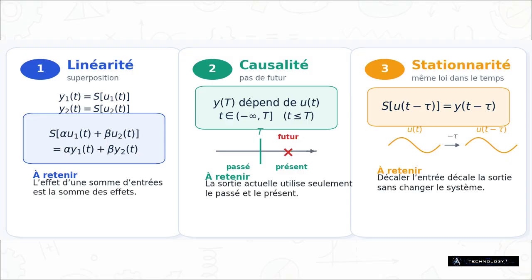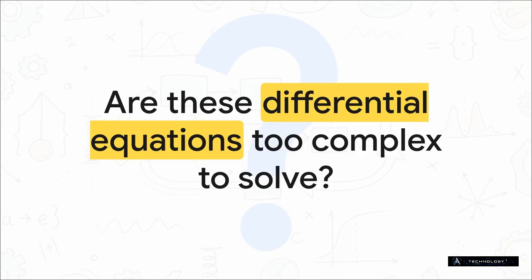For this mathematical model to actually obey our rule of causality, meaning the system isn't magically predicting the future, the highest derivative of the output, n, absolutely must be greater than or equal to the highest derivative of the input, m. If it isn't, the math literally says the system is reacting to things before they even happen, which obviously is physically impossible. But let's take a step back and really look at that equation for a second.